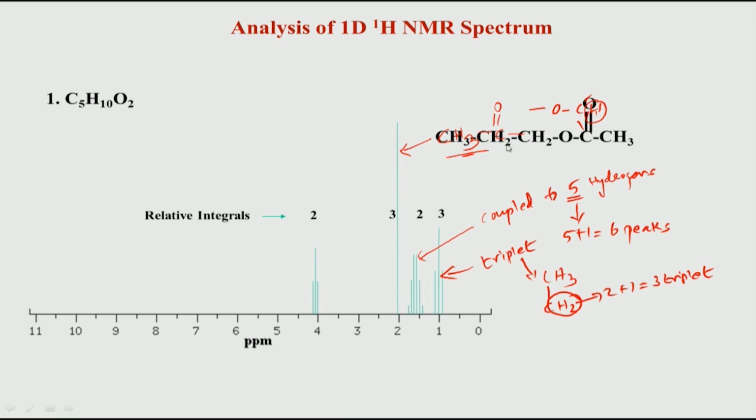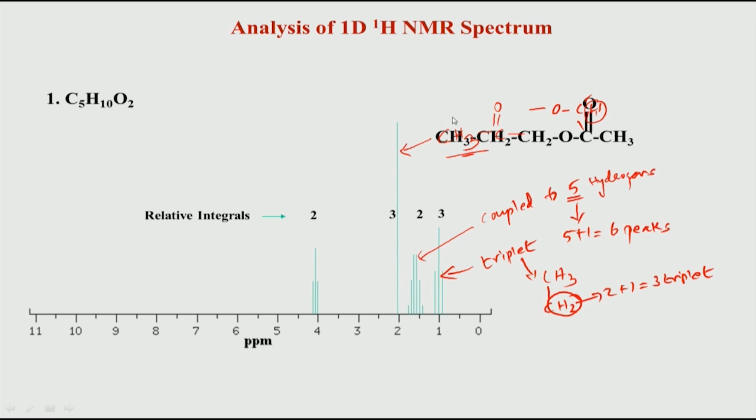Now, if you go to this hydrogen, there are 3 hydrogens on one side and 2 on the other side. So, for these chemically equivalent protons, we expect 3 plus 2 plus 1, 6 peaks, that is a sextet, and that is what is shown here. That is what we said: this particular peak is coming from a proton coupled to 5 hydrogens, and you can see there is a coupling to 5 hydrogens here.